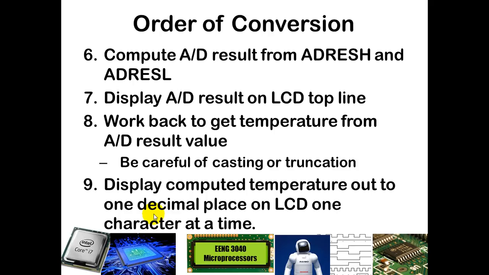Then what you'll want to do is work back with the math on the A to D result to get back to a temperature. And you're going to get some practice this week for your in-class assignment in figuring out the mathematics you need to do that. Then on the second line, you're going to display the temperature to 1 decimal place of precision on your LCD, and you'll just display that 1 character at a time. Don't forget your decimal place, and then you can also put in the degrees and the F.